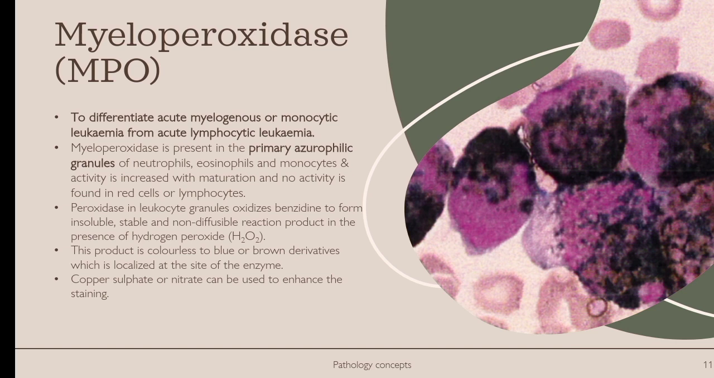Peroxidase in the leukocyte granules oxidizes benzidine to form an insoluble, stable, and non-diffusible reaction product in the presence of hydrogen peroxide. This product is a colorless to blue or brown derivative, which is localized at the site of the enzyme. Copper sulfate or nitrate can be used to enhance the staining.